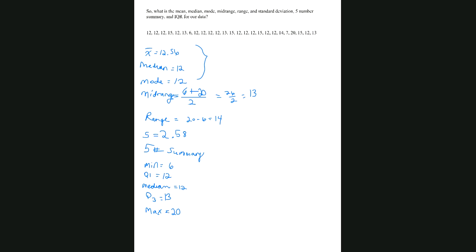And then the interquartile range is basically Q3 minus Q1, and it's also given to us in the Excel file. So the IQR is 1. That tells us that even though there are 14 points between the highest and lowest value, there's only 1 point between the highest and lowest value of 50% of the data.